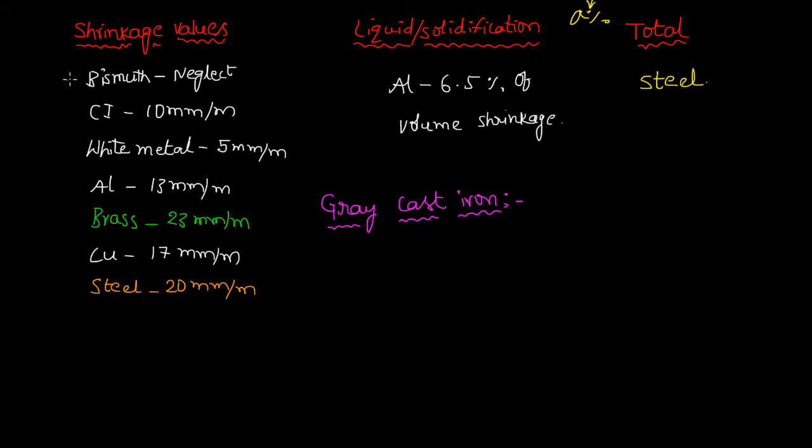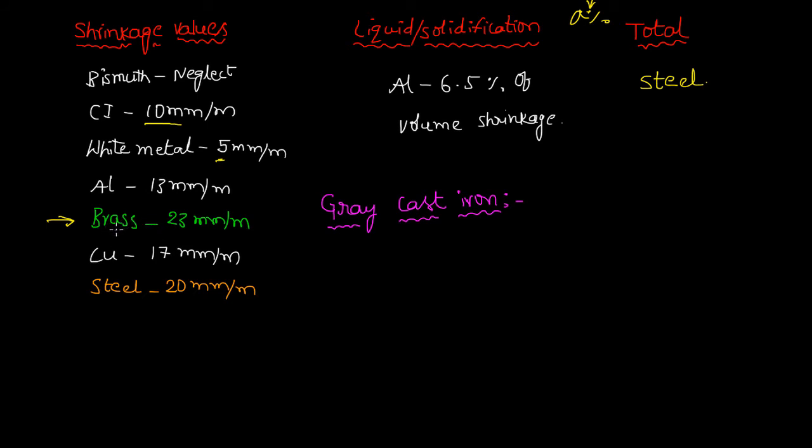This is the bismuth. For bismuth you can neglect the shrinkage. For cast iron on solidification it will shrink by 10 per meter length. For white metal after solidification it will shrink by 5 per meter length, and aluminium will shrink by 13 per meter length. And the most important objective question, brass. Brass has highest solidification contraction than any other material. It will shrink 23 per meter length. If you want to make a 10 meter length casting, then it will shrink by 230, that is approximately 1/4 of meter. Very huge.